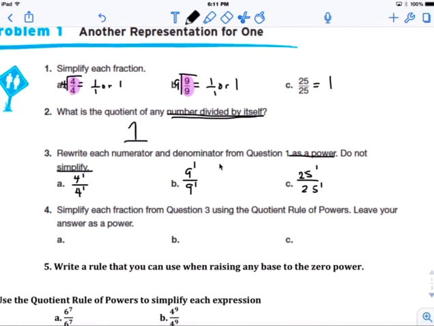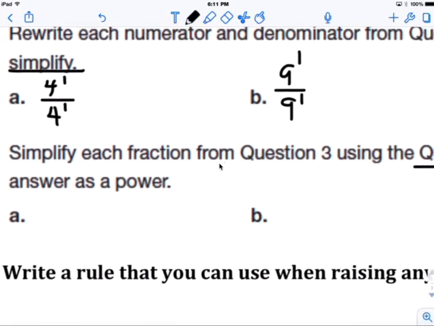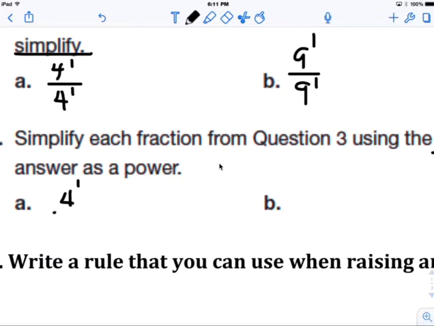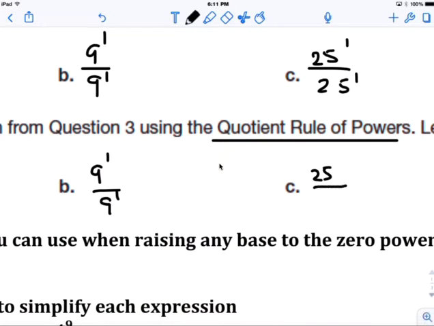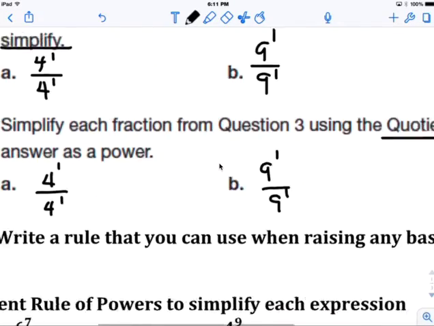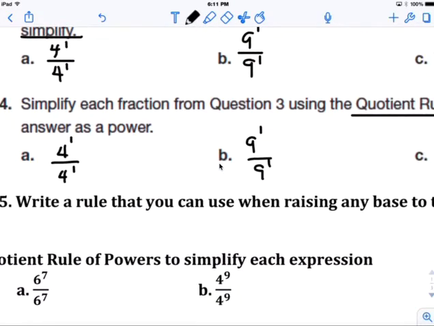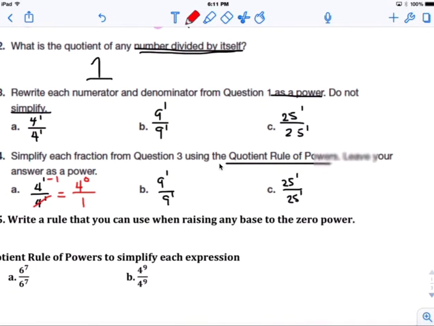Okay, simplify each fraction from question 3 using the quotient of a power rule. Leave your answer as a power, okay? Let's simplify it with the quotient rule. 4 to the 1 over 4 to the 1. 9 to the first over 9 to the first. And then 25 to the first, 25 to the first. They want you to simplify using the quotient rule. The quotient rule is you subtract: cross out that 1, that becomes 1, right? You subtract that, 4 to the 0 power. And remember on your IXL, anything to the 0 power is 1.